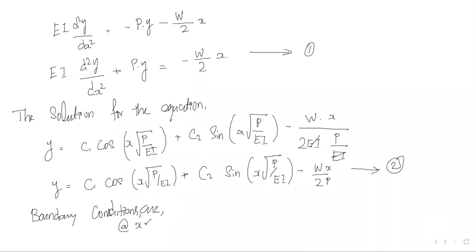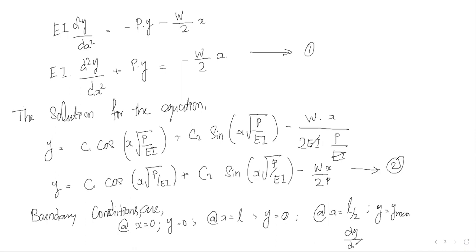So these are the general boundary conditions that we are going to write now. At x is equal to 0 then y is equal to 0. Similarly at x is equal to L then y is equal to 0. Then at x is equal to L by 2 then y is equal to y max and also dy by dx is equal to 0, that is slope is equal to 0. So by substituting this we are going to get the values of c1 and c2. Let us move on to the substitution.